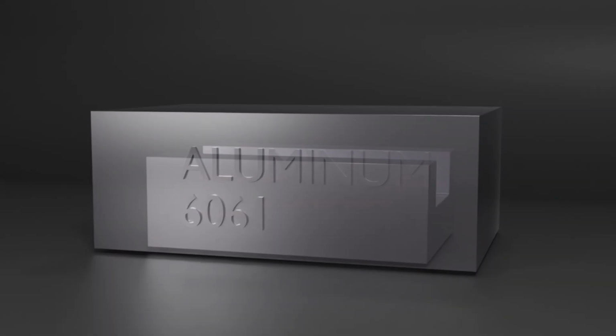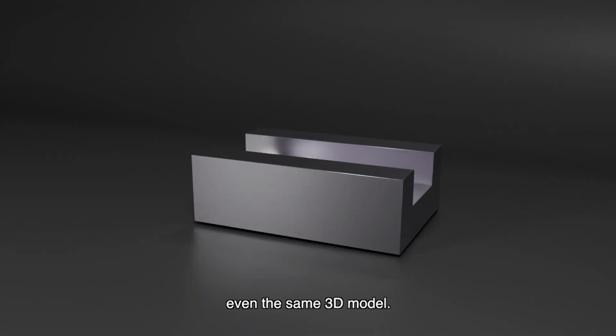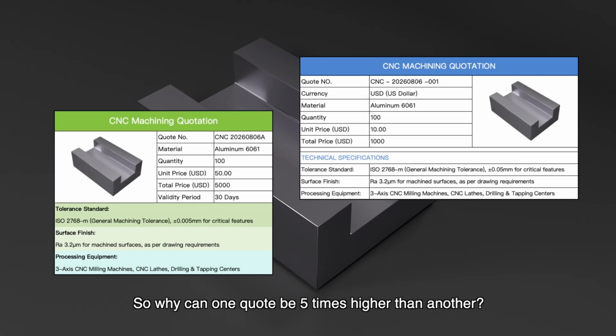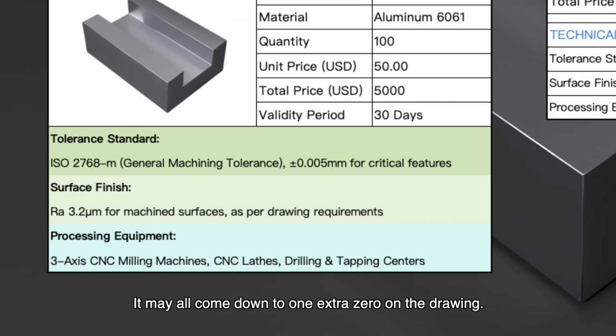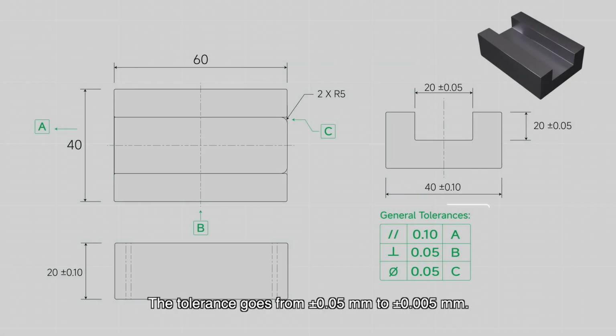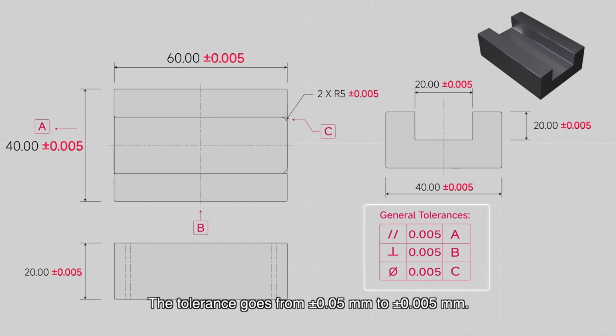Same material, same dimensions, even the same 3D model. So why can one quote be 5 times higher than another? It may all come down to one extra zero on the drawing. The tolerance goes from plus or minus 0.05 millimeters to plus or minus 0.005 millimeters.